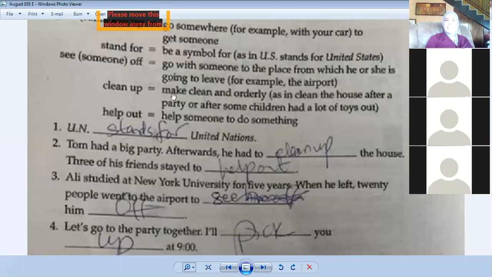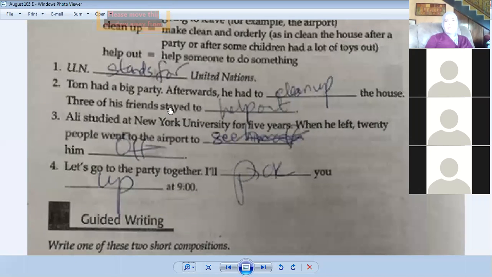So this is a phrasal verb. Tom had a big party. Afterwards, he had to what? Clean up. The suitable verb here is clean up the house. Whenever you have a party, this is what you have to do. This is the price that you have to pay.